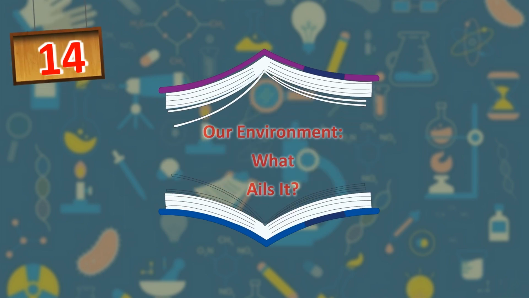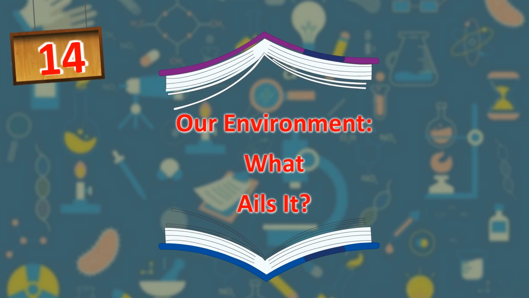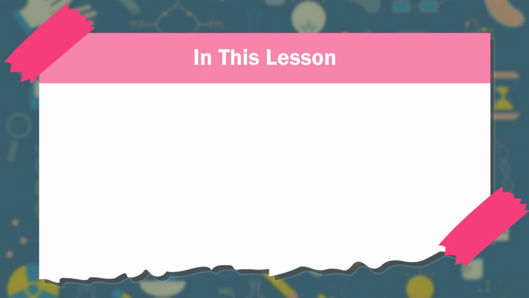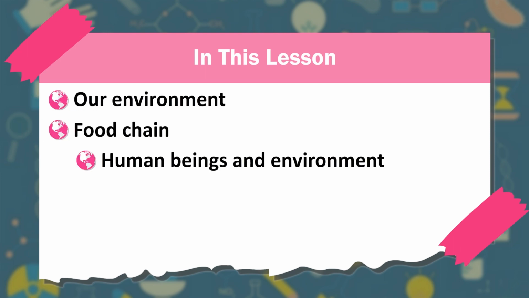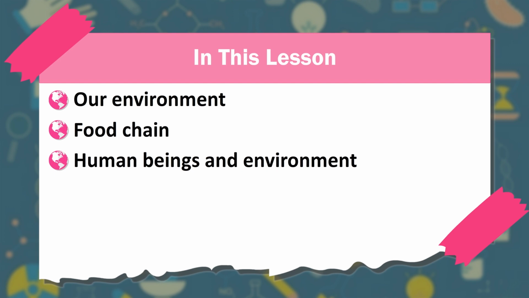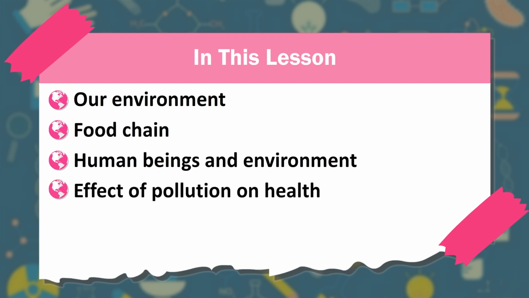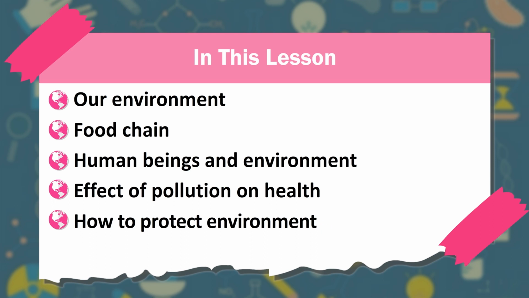Chapter 14. Our Environment. What ails it? In this lesson: our environment, food chain, human beings and environment, effect of pollution on health, how to protect environment, the greenhouse effect.